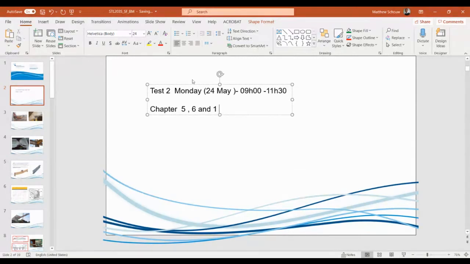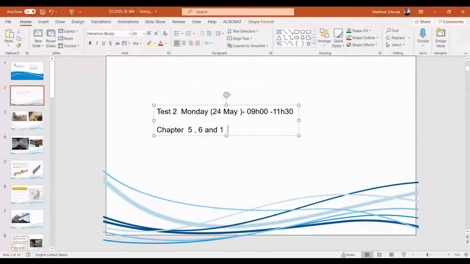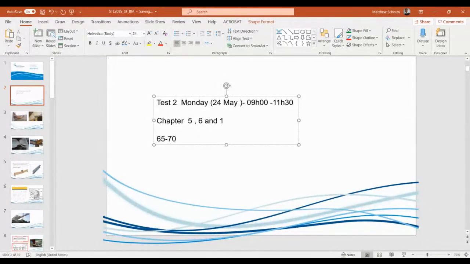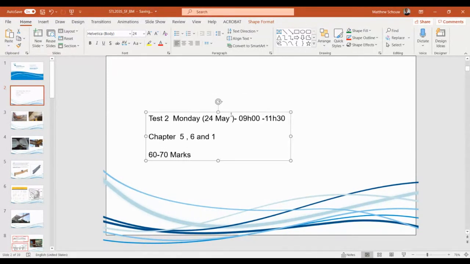And this will probably be around 65 to 70 marks. Let me just get this right: around 60 to 70 marks, yeah. So chapter 5 will be springs, chapter 6 will be shear force and bending moment diagrams, and chapter 1 will be trusses. This is what I've planned. If there are any changes, I'll let you know.